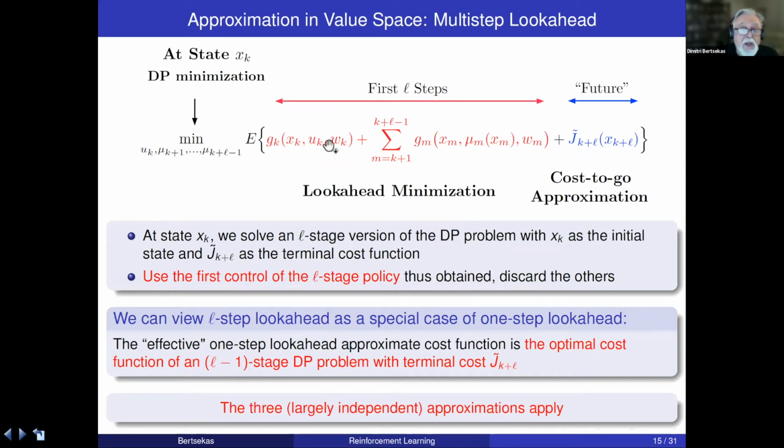Okay, so the last point I want to make here is that it's multi-step look ahead, but there are still 3 approximations that can be used. One right here, one right here, and one right here. And again, these approximations are largely independent. The only difference between this and the previous one is the length of the look ahead. And of course, the difficulty in doing this minimization as the length of the look ahead increases.